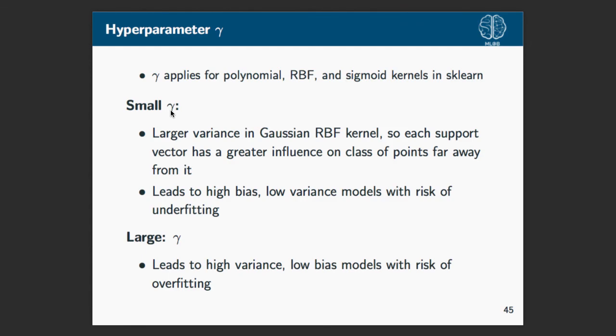With a large gamma, you have really peaky points at each training point. So with a bunch of these really small peaks all over the place, this can lead to a really high variance decision boundary, a really high variance model. Your model is getting more complex, so with this large gamma, you have a risk of overfitting.